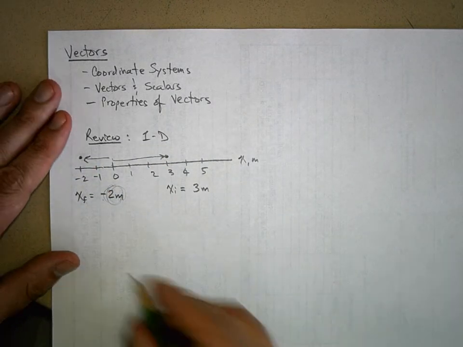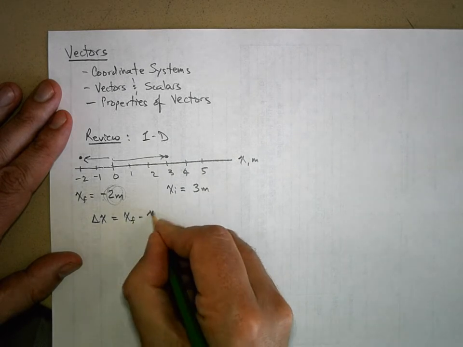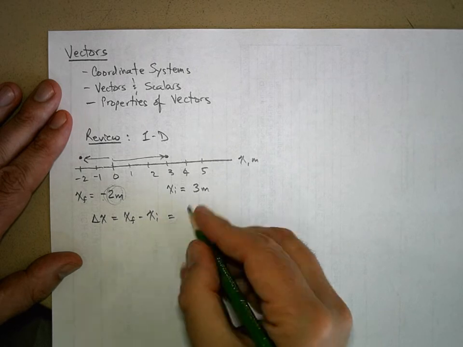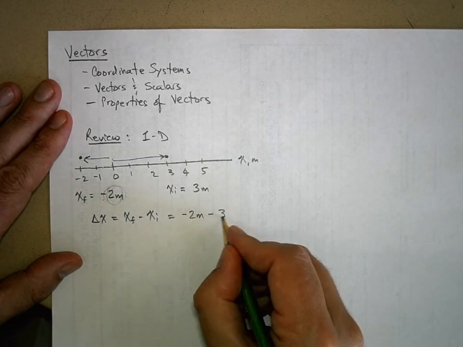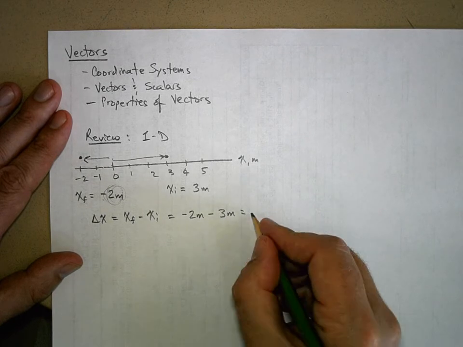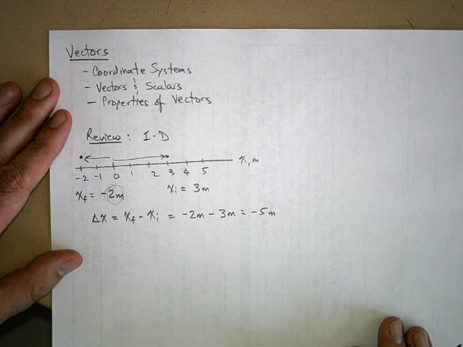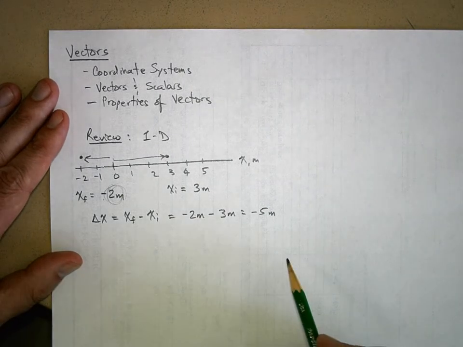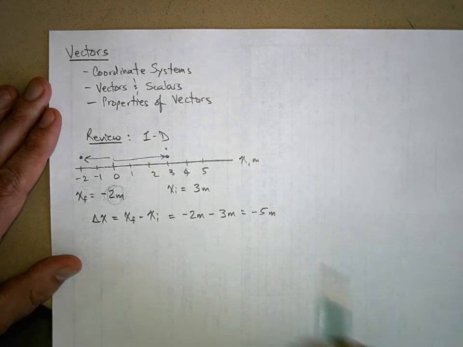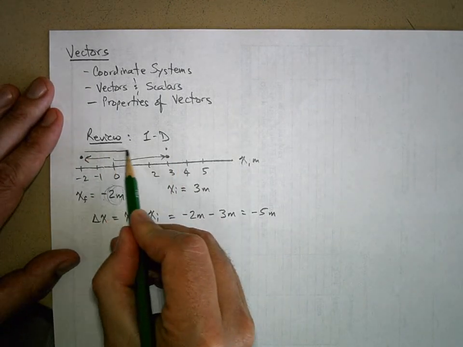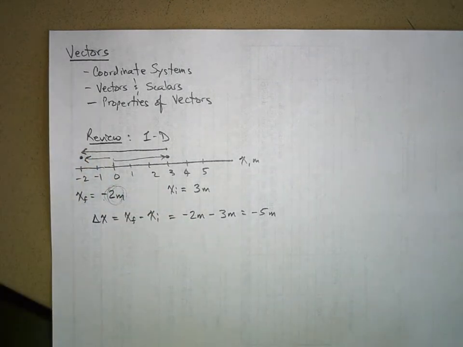Then, of course, we had our displacement vector, delta x, and that was x final minus x initial. And if x final is negative 2 meters minus 3 meters, well, that gives us negative 5 meters. That's our displacement vector. And our displacement vector starts at our initial position of 3 meters and goes to the left by 5 meters.